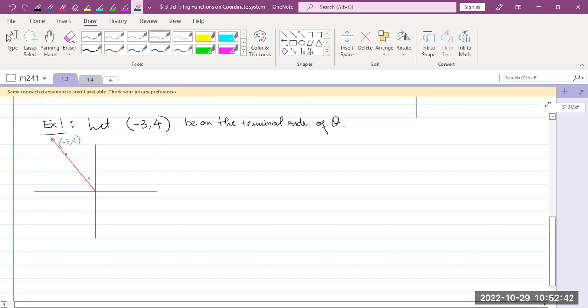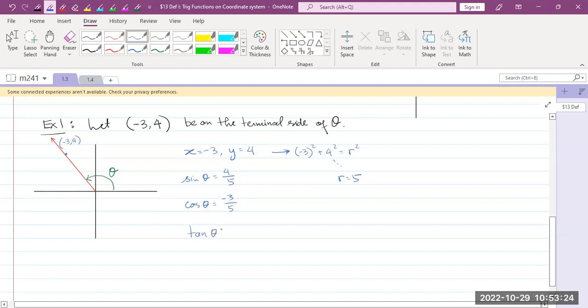Now we can answer this question. What is the sine of this theta? Notice that x is equal to -3, y is 4, then what is the radius? Well, by the Pythagorean theorem, x squared plus y squared equals r squared. Boom, you will see r equals 5. Now sine theta will be y over r. Cosine theta is x over r. Tangent theta is y over r. Oops, the y is 4. I'm sorry, y over x. What am I doing?